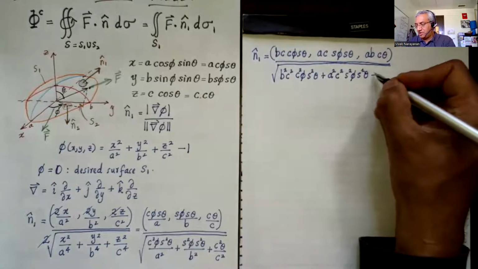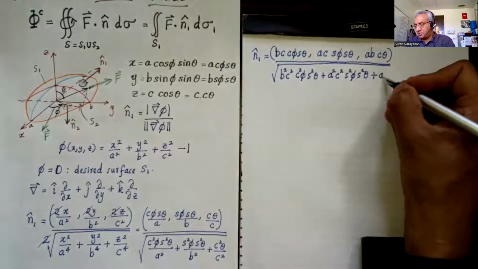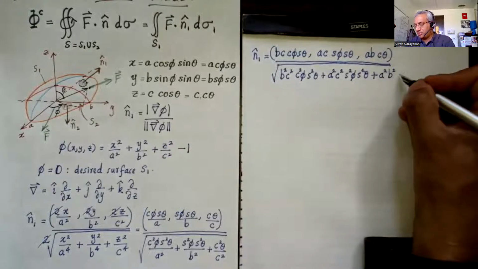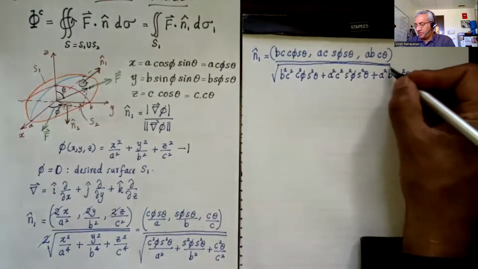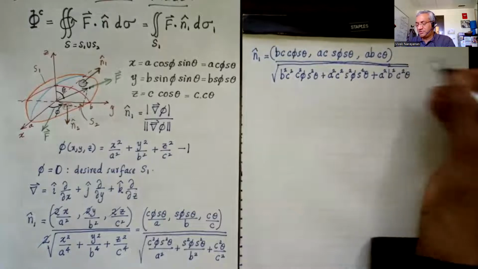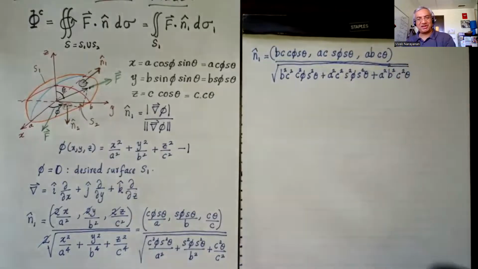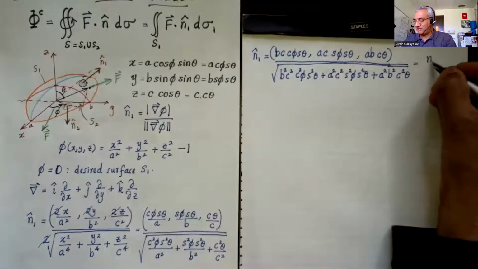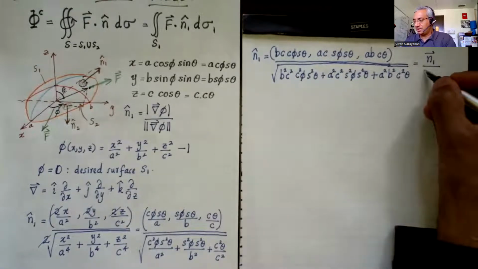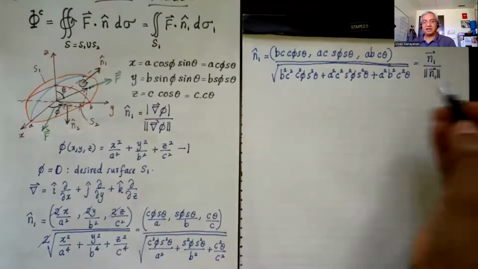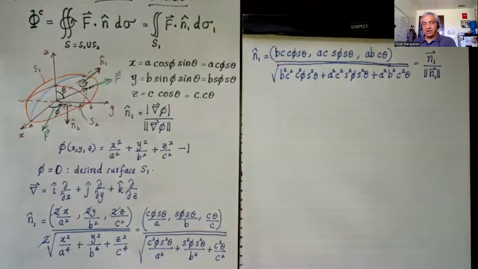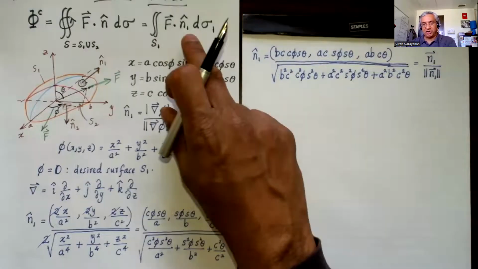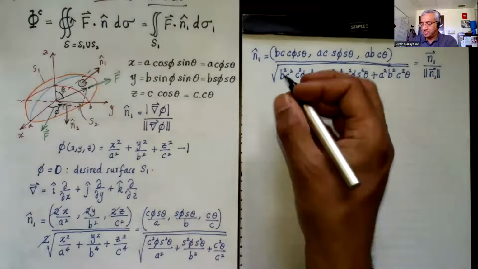Just in case you're getting a little panic attack looking at the denominator, rest assured that by some miracle of multivariable calculus, the denominator will somehow cancel out at the end. Okay, so this is what I'll call n1 divided by the magnitude of n1. That's the unit vector n1. Now we have finished the hard part. Now let's look at d sigma 1.